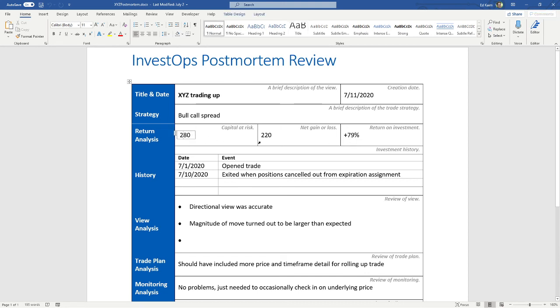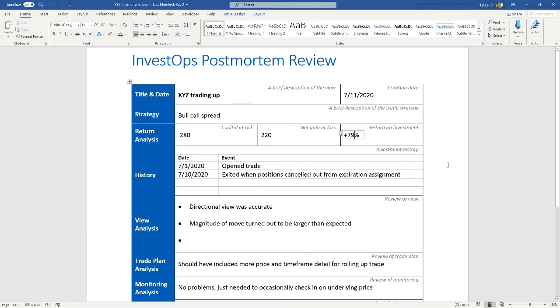So we know we had this capital at risk, we know we had this gain, we can see what the return would have been, and then we talk about the history, right? We opened the trade and then we exited it on the 10th. It could have had rolls in there, it could have had other things, and there are some tools that'll help you generate history from your investment based on what your transactions were.